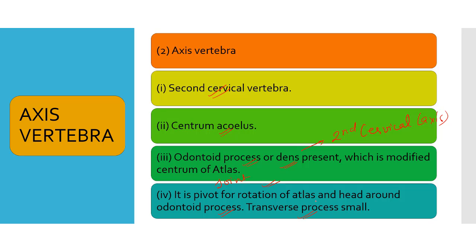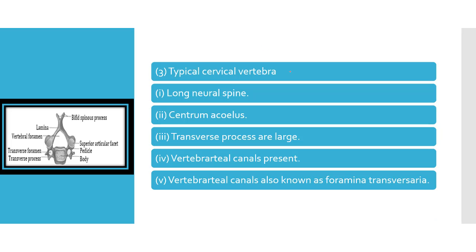Transverse processes are small. In case of atlas vertebrae, transverse processes are long and pointed, while in case of axis vertebrae, transverse processes are small, and it has a pivot joint for rotation of atlas and head around the odontoid process. Cervical vertebrae have a long neural spine.